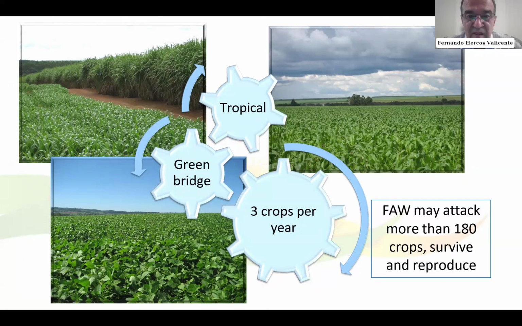So Brazil is a tropical country, and in many regions we have like 3 crops a year. And this situation creates a green bridge among these crops. And fall armyworm may attack more than 180 crops and survive and reproduce from peanuts to grasses and everything. So we have a huge production, but at the same time, a huge problem with many insect pests. Next.